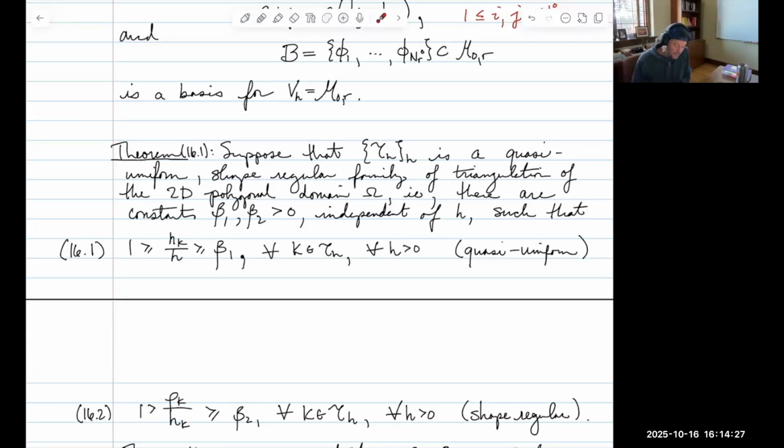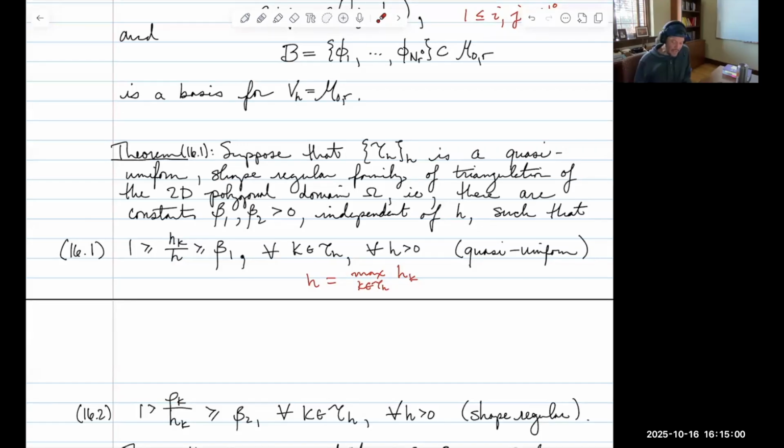Now, h, what was h? Let's recall that h was equal to the maximum taken over all triangles in the mesh of hk. And hk was, of course, the diameter of the triangle, basically the measure of the longest edge. So this ratio, let's think about this for a minute. What is this ratio saying, or what do we know about this ratio?